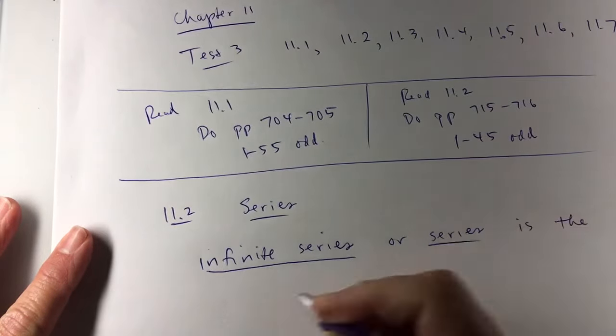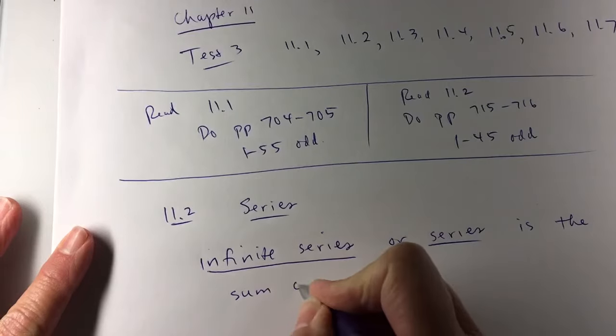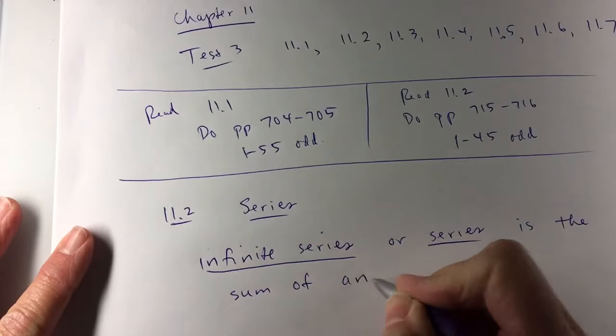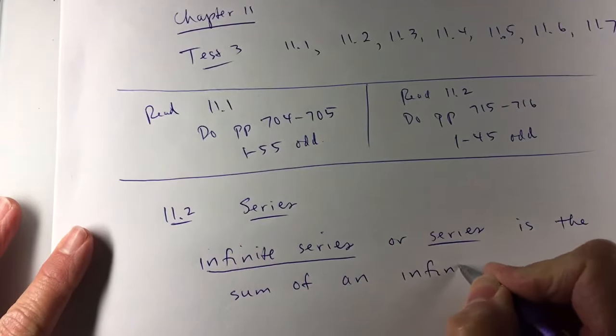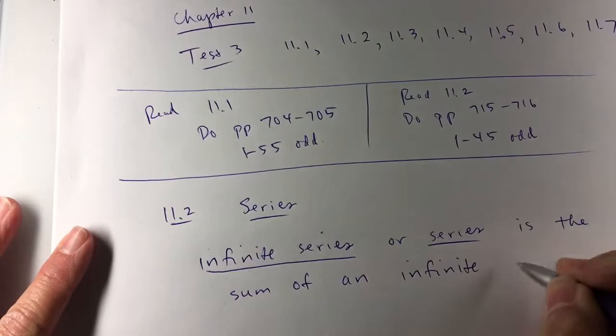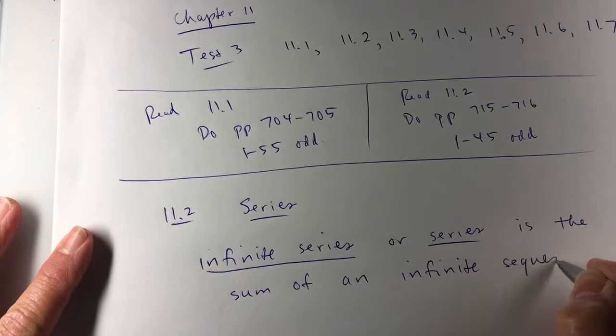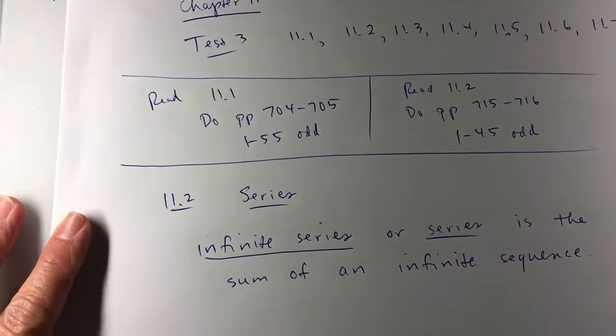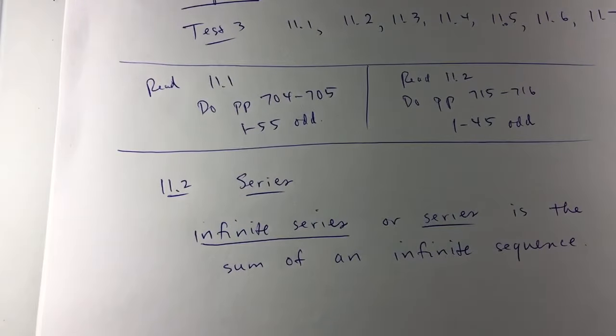is the sum of an infinite sequence. So we're using sequences in series, and so you really got to be careful about keeping them straight. What is what?